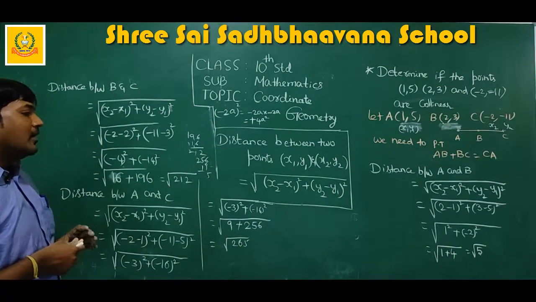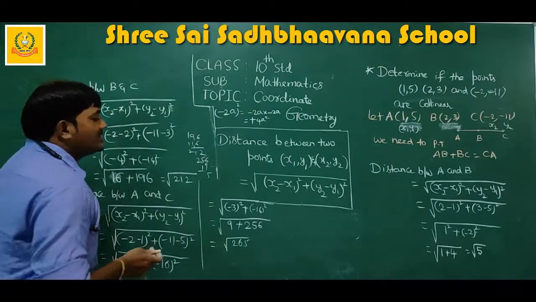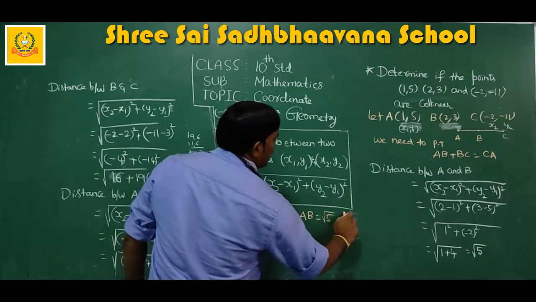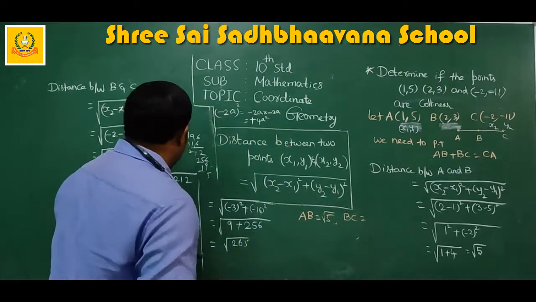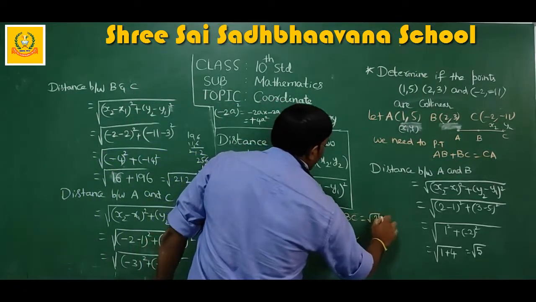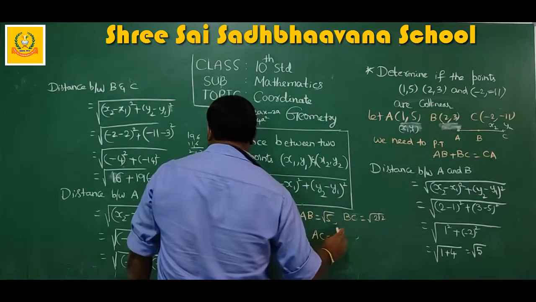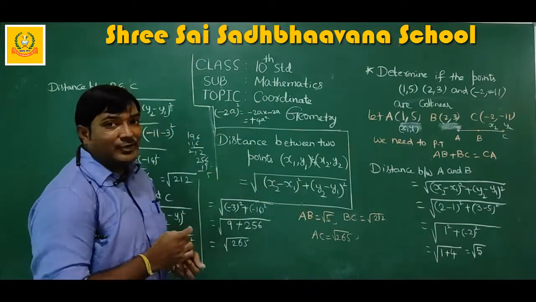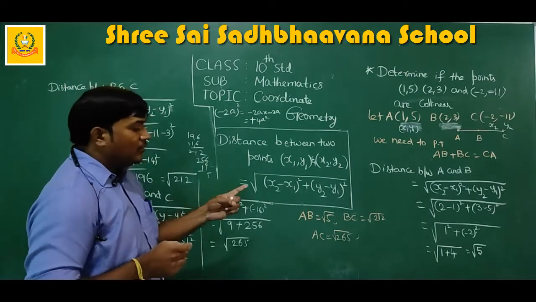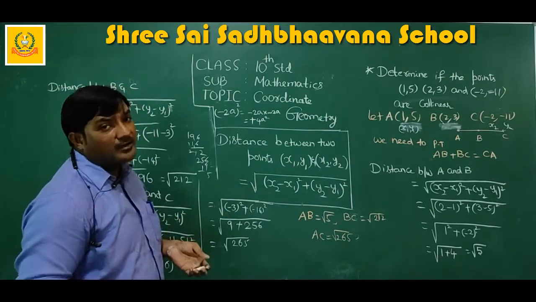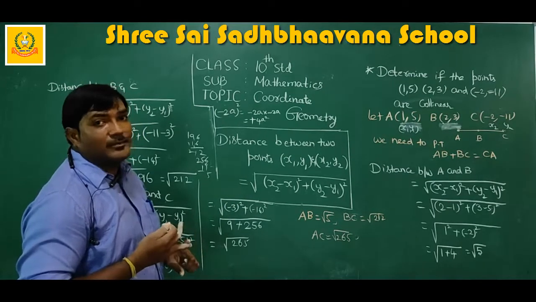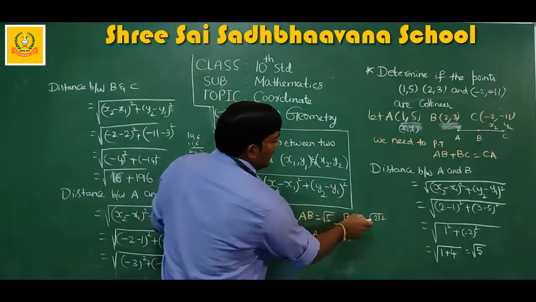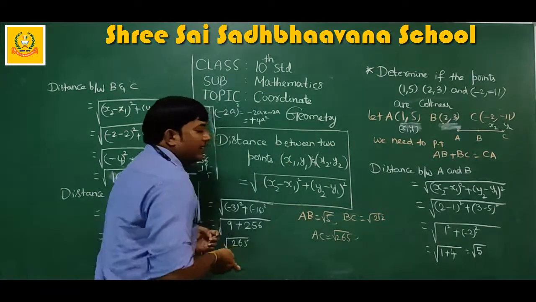Now you look at these three values. What is the distance between AB we got? I'll write here. Distance between AB we got as root 5. And distance between BC we got root 212. And distance between AC we got root 265. So if you add AB plus BC, root 5 plus root 212, obviously we cannot add, because they are irrational numbers. If root 5 is there and it is a multiple of root 5, then only we can add. It's completely different.